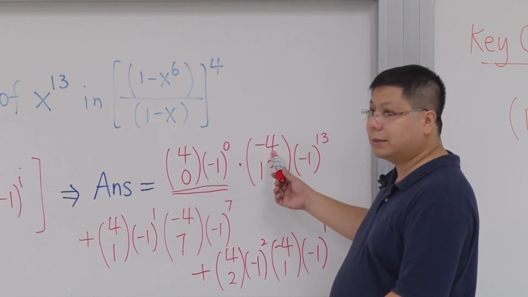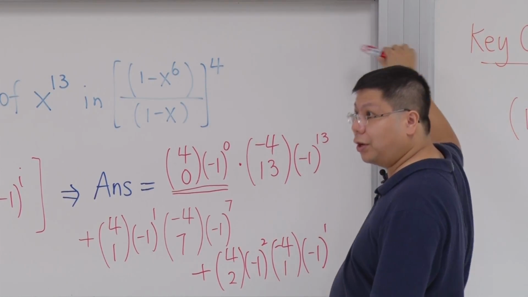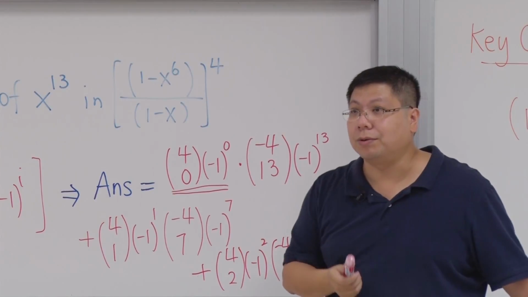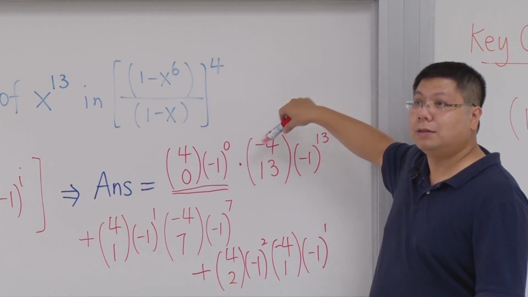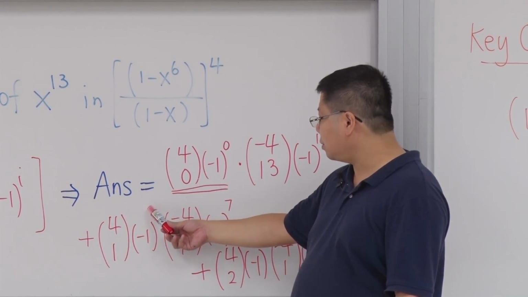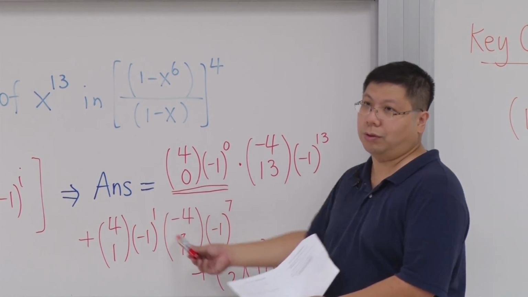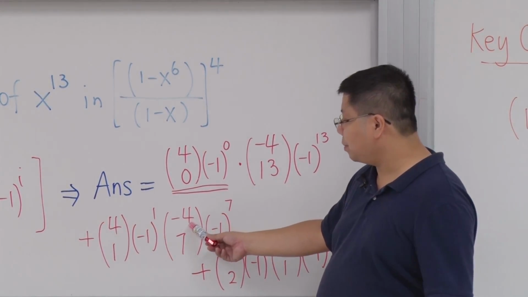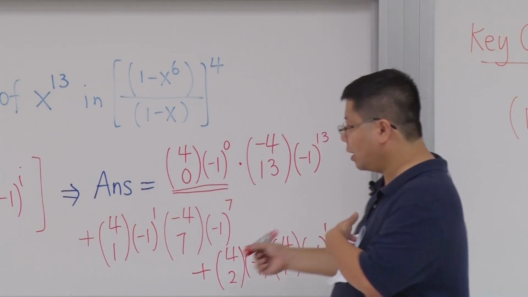And then how do we get this? This is going to be minus 4 times minus 5 times minus 6. There are 13 terms divided by 13 factorial. Is that okay? So you can get the term for this one. And this one, 4 choose 1, you know. Minus 1 to the power 1, you know. Minus 4 choose 7, you also know. Everything, you know. This you can cancel.